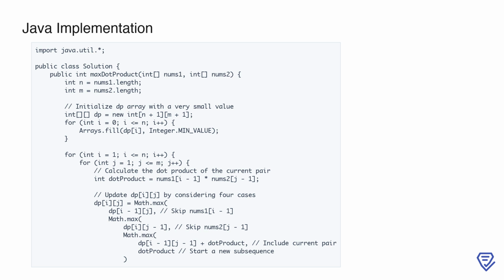Within these loops, we calculate the dot product of the current pair of elements from the two arrays, which is nums1[i-1] multiplied by nums2[j-1]. This value is then used to update the DP array by considering multiple cases. Specifically, we use Math.max to evaluate the best possible value for dp[i][j], by either skipping the current element from nums1, skipping the current element from nums2, or including the current pair in the subsequence. Finally, we also consider starting a new subsequence with the current dot product value.